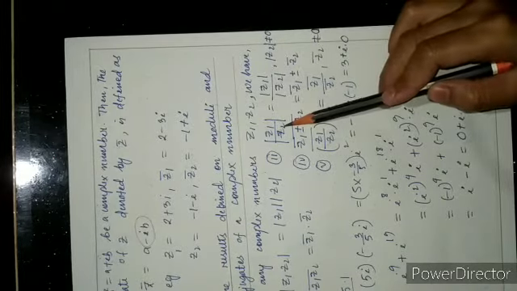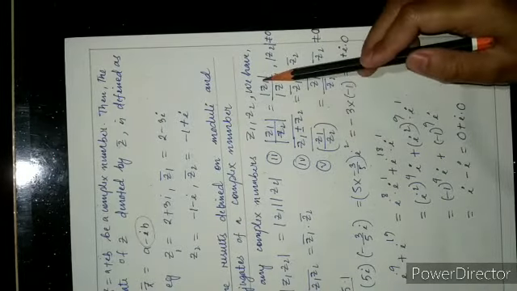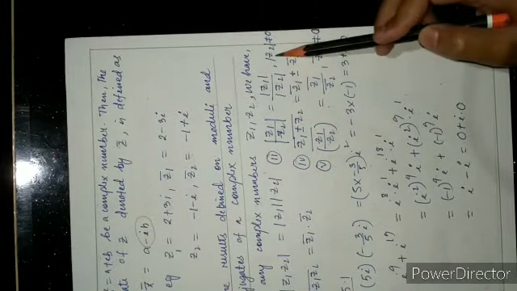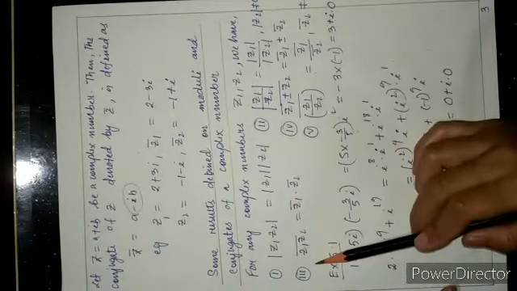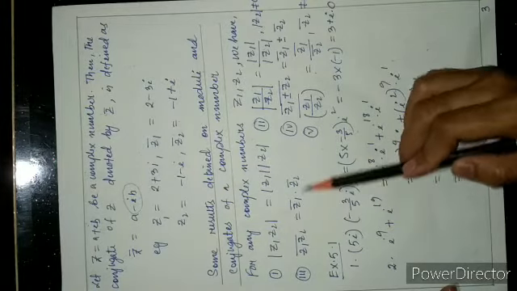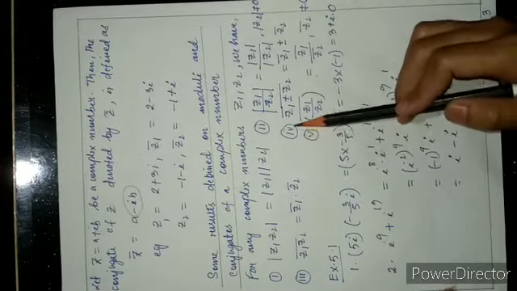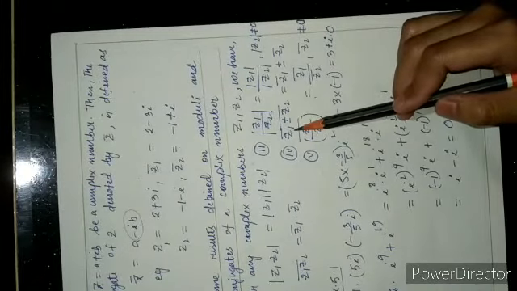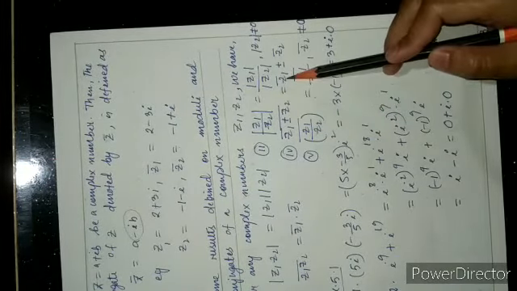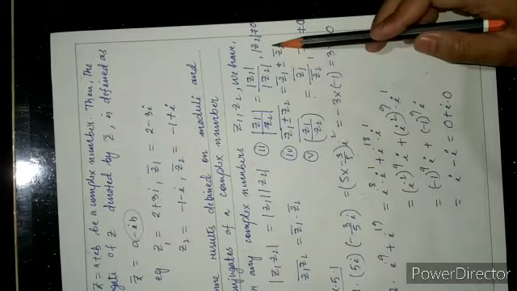z1 divided by z2 modulus is equal to modulus of z1 divided by modulus of z2, where modulus of z2 cannot be 0. Number 3, z1 into z2 conjugate will be equal to z1 conjugate into z2 conjugate. Roman number 4, z1 plus minus z2 conjugate will be equal to z1 conjugate plus minus z2 conjugate.